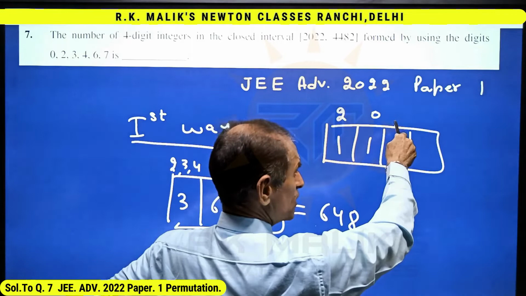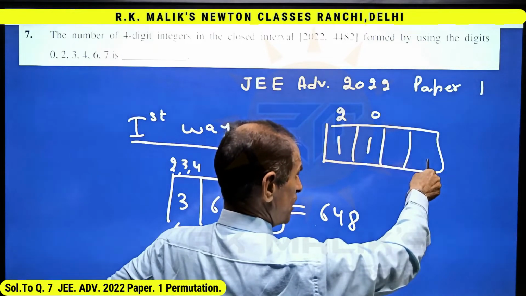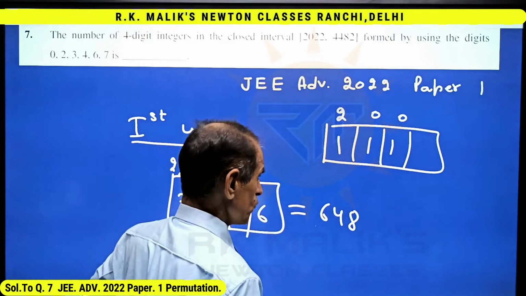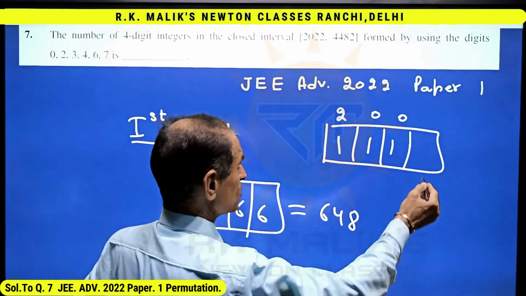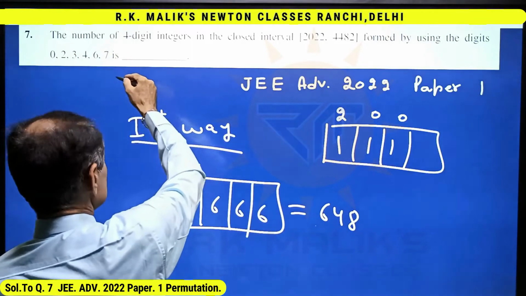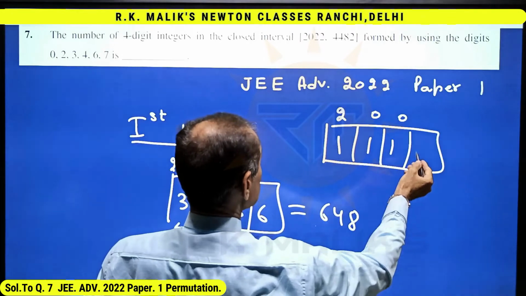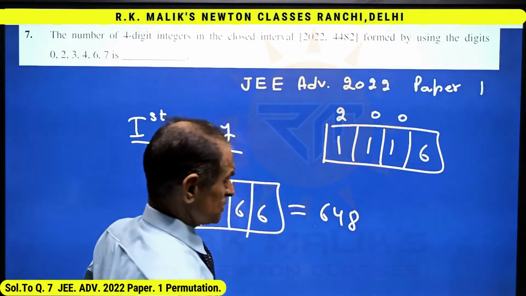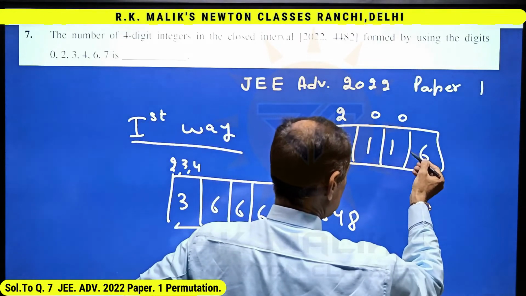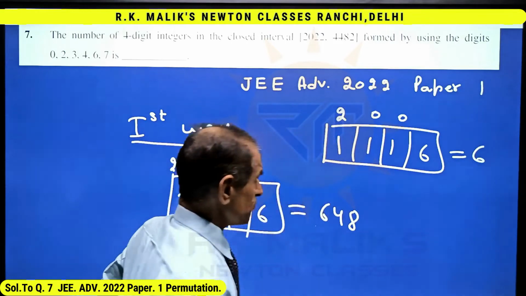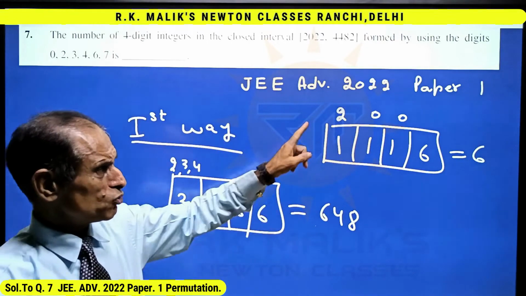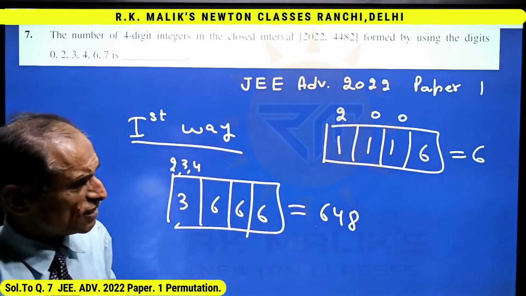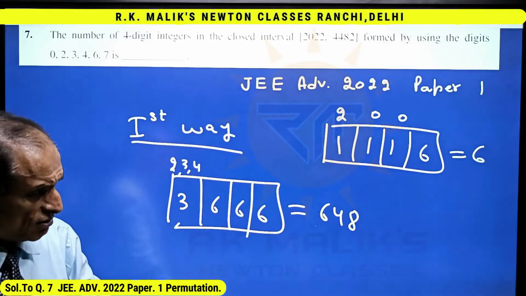If 2 comes here, that case I will be dealing afterwards. Suppose 0 comes here, that is this place is filled in one way. In that case, any of these digits come, the number will be smaller than this only, that is this is filled in 6 ways, that is 1 into 1 into 1 into 6, that is 6 numbers are there which have 2 in the first place, 0 in the second place, 0 in the third place, and fourth place is having any digits.